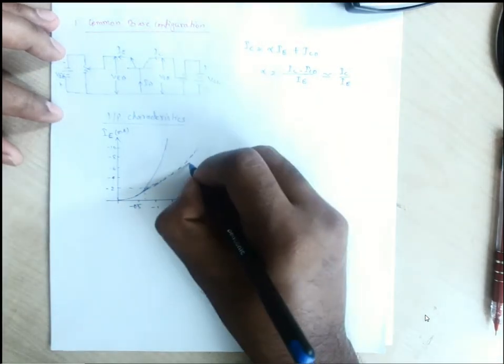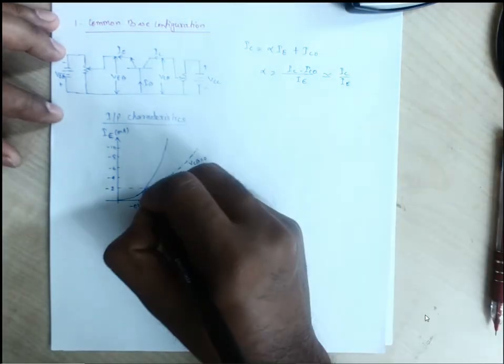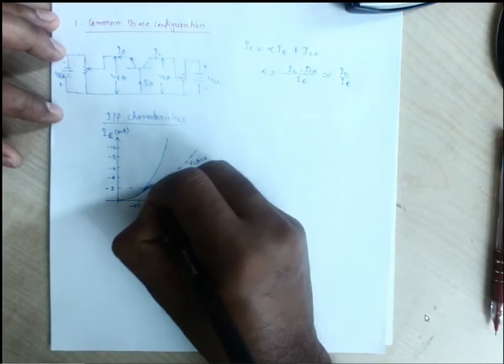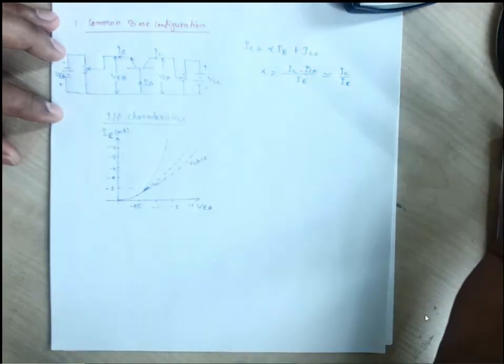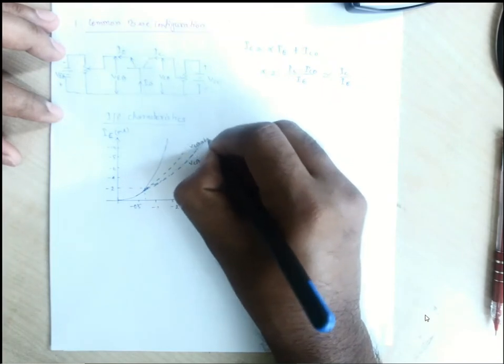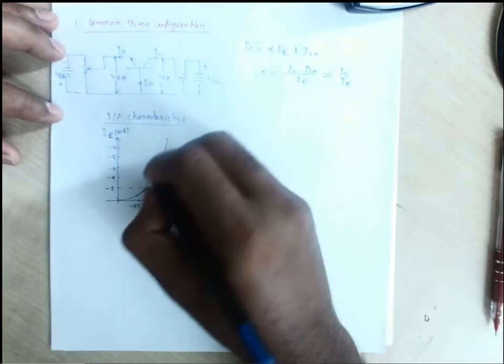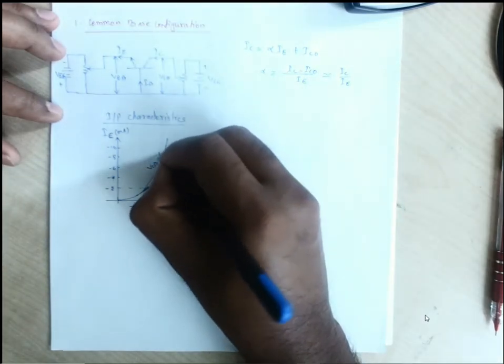Let us consider this current is for VCB equal to 0. Next, if VCB increases like this, our current will also increase, though it is very little. So let us consider this VCB is 1 volt. This VCB, for which the current is maximum, let us consider is 6 volt.